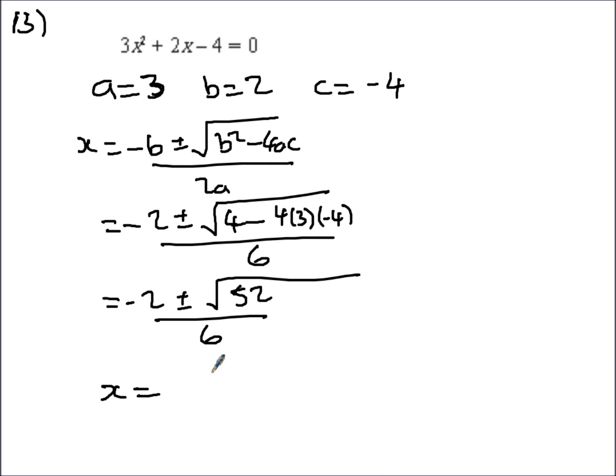So what we're asking for is 3 significant figures, so 0.869, and then the other one which is a takeaway, so it's minus 2, take root 52, divide it by 6, which then gives you minus 1.54.